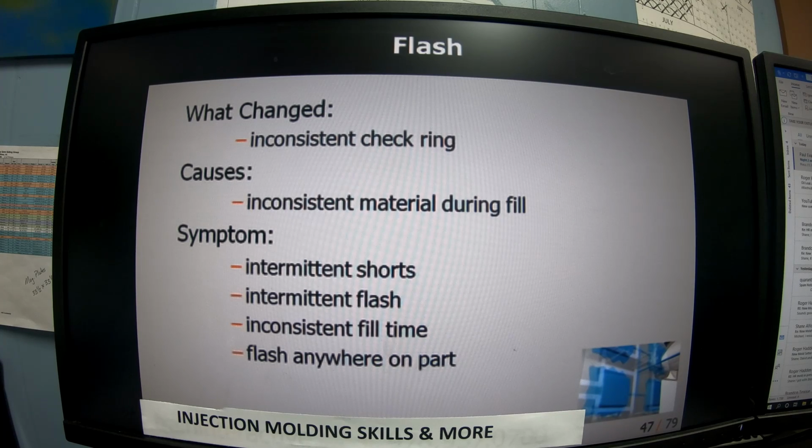If the check ring is running inconsistently, you might have a tough time maintaining a constant fill, resulting in intermittent shorts and flash. This would be easily identified in a shot-to-shot change in part weight during fill.